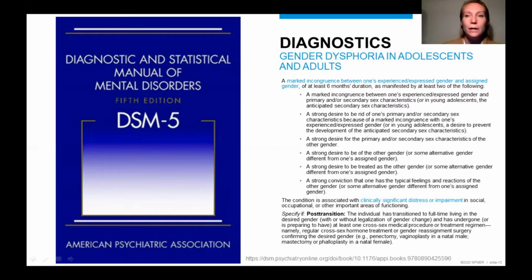Then there's also a specifier here that says post-transition. So this, I think, is a specifier that is intended to say if somebody has achieved, or it says here, living full-time in their desired gender. I think that this is difficult for some people to assess because it's such a fluid and ever-changing experience, and there may never be a time where you're post-transition. It may be a lifelong journey or a lifelong process of exploration and of coming to that point of resolve. On the other hand, there are some people who certainly achieve that sense of resolve with very specific interventions. And we'll go into some of the different intervention options in a bit.